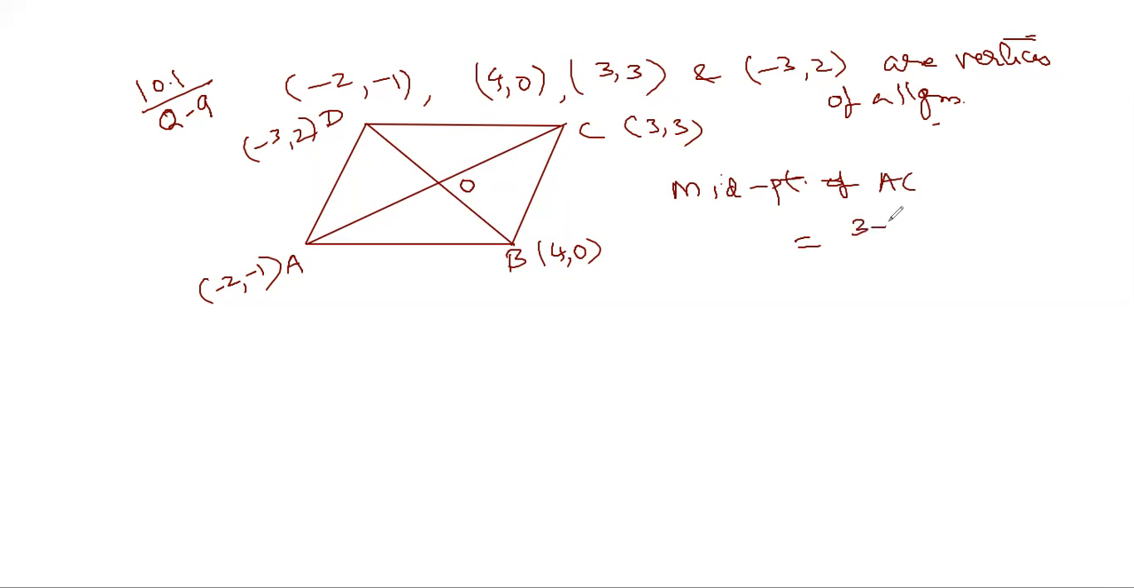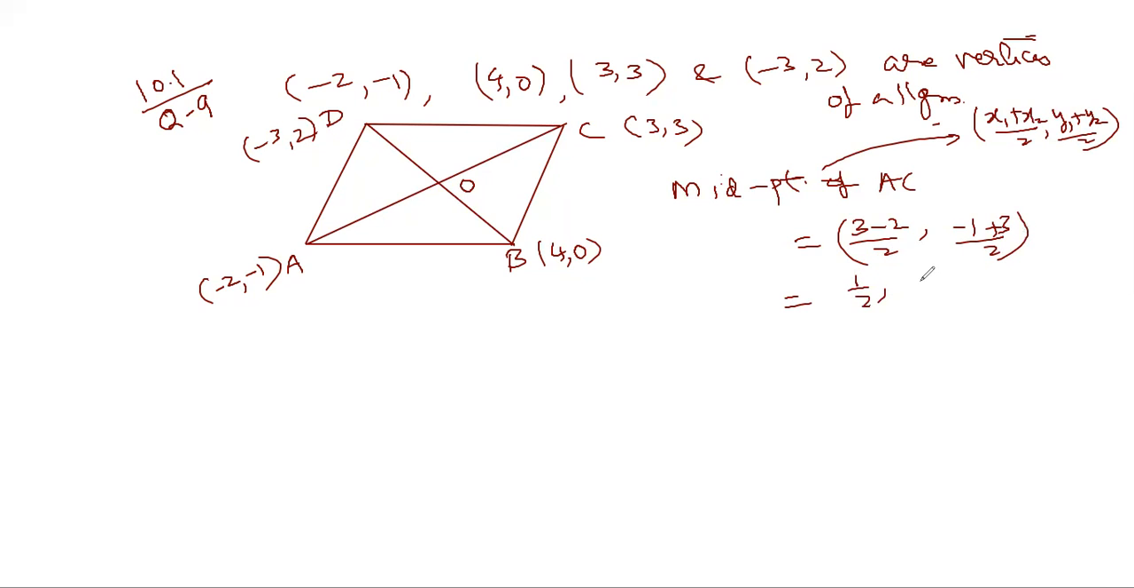x1 plus x2, 3 minus 2 divided by 2. What is the formula for midpoint? In 10th class, we studied (x1 plus x2) upon 2, (y1 plus y2) upon 2. This is the midpoint. So for the second, AC, we are finding minus 1 plus 3 by 2, and 3 minus 2, 1 by 2. 3 minus 1, 2 by 2, 1. So (1 by 2, 1) is the midpoint of AC.